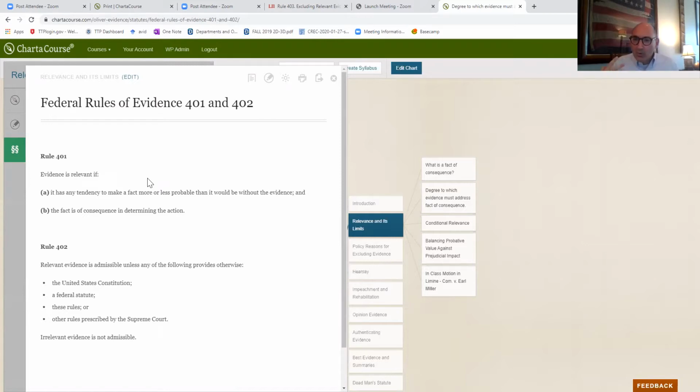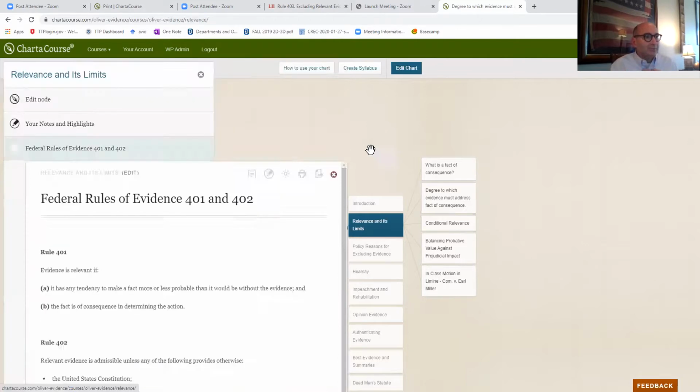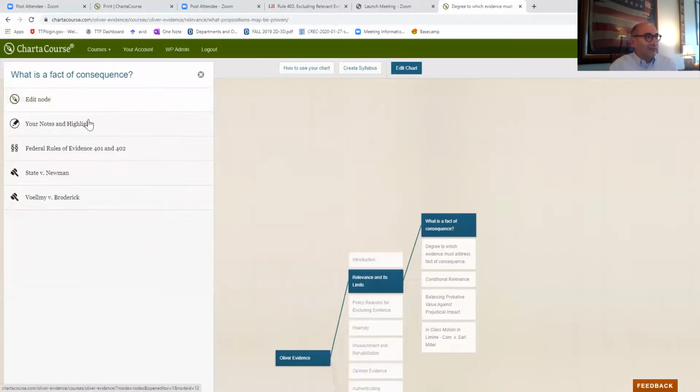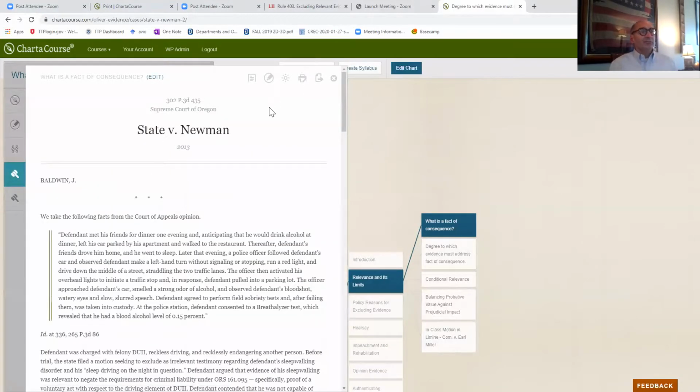But we want more than that. We want some sense of what this abstract principle looks like on the ground. So as you do in all your law school classes, we're going to look at specific facts. And this is the case of State versus Newman, the very first case you'll read in this course. In State versus Newman, the question in this case is whether a defendant who is accused of DUI has the right to present the testimony of a doctor who will say that it is theoretically possible for a person to sleep drive.